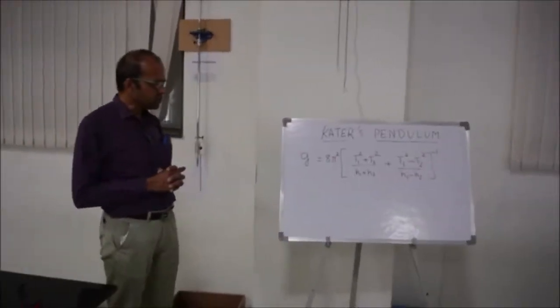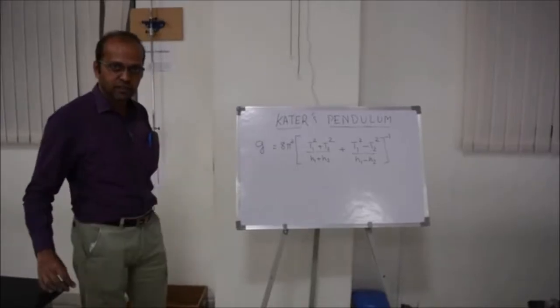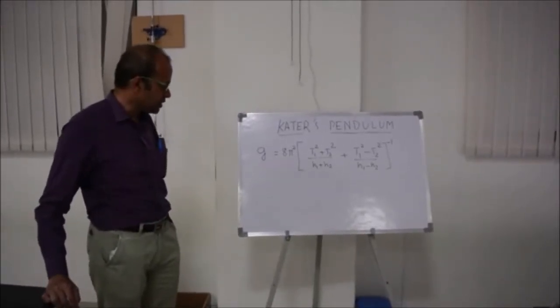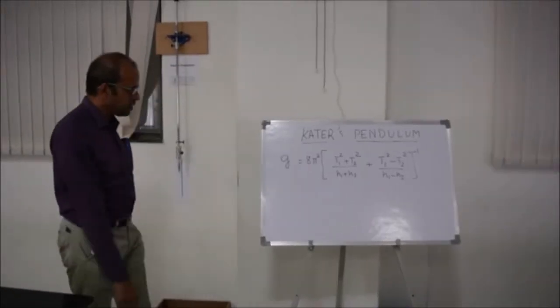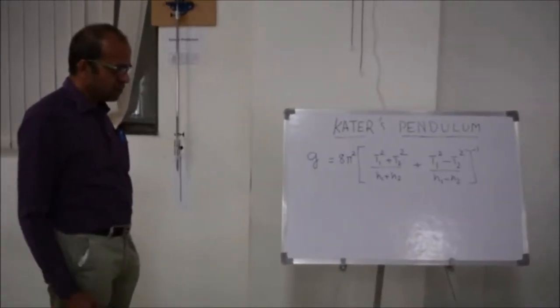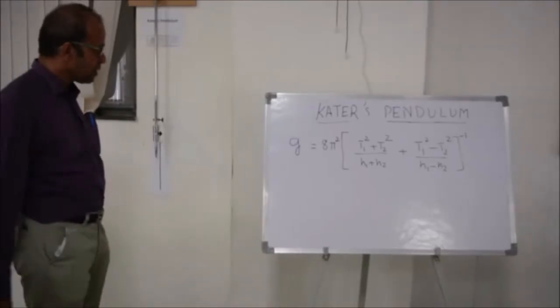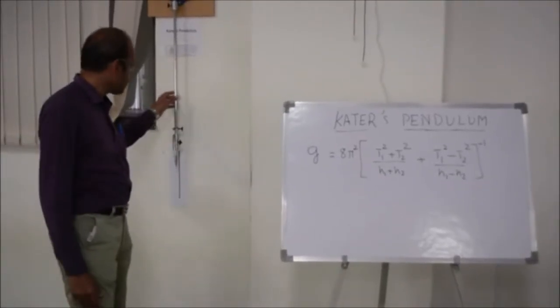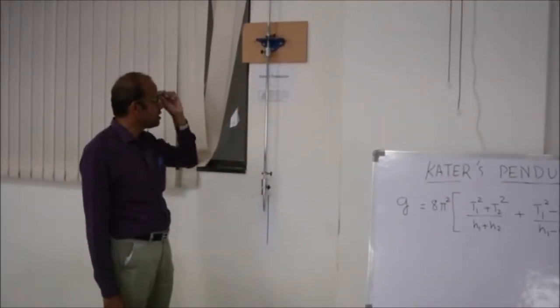So today we are going to discuss the procedure for Carter's pendulum experiment, which is a very accurate method of determining the acceleration due to gravity g. Now, you can determine the acceleration due to gravity with multiple methods. For instance, you can use a simple pendulum, but let's say I wanted to use a physical pendulum, or compound pendulum, which you see here.